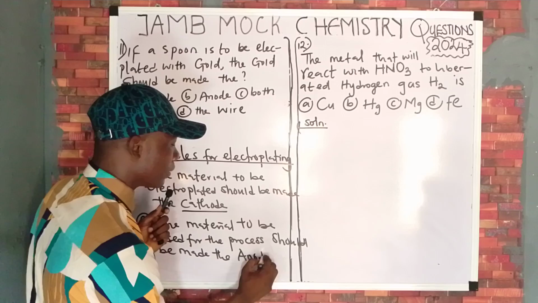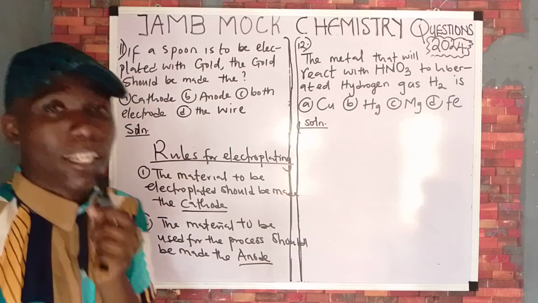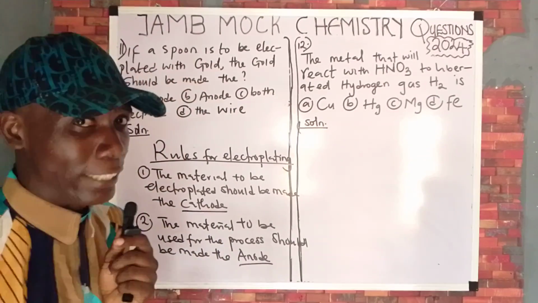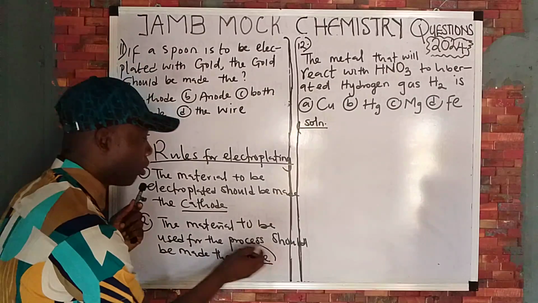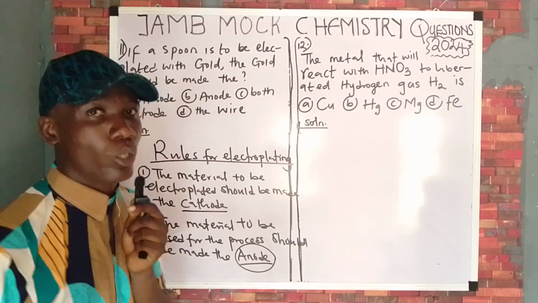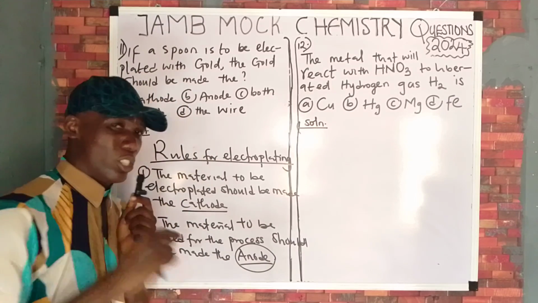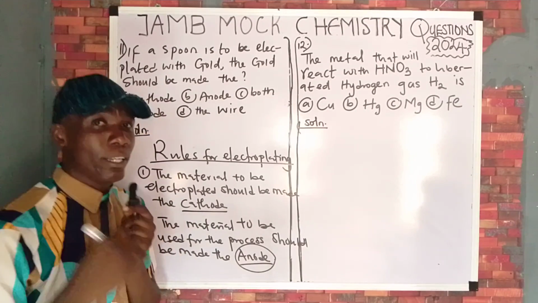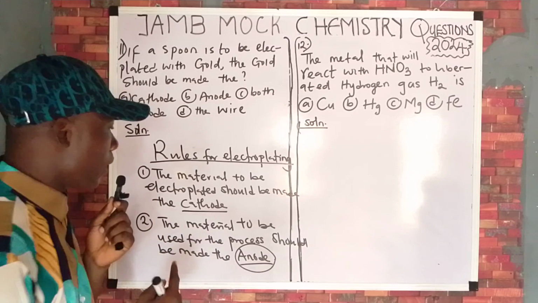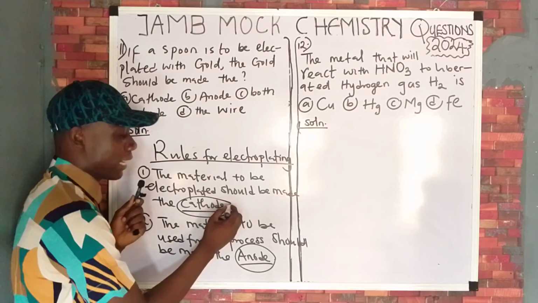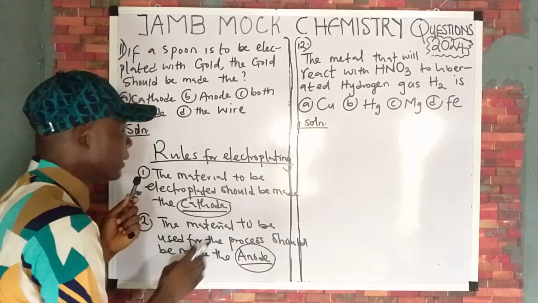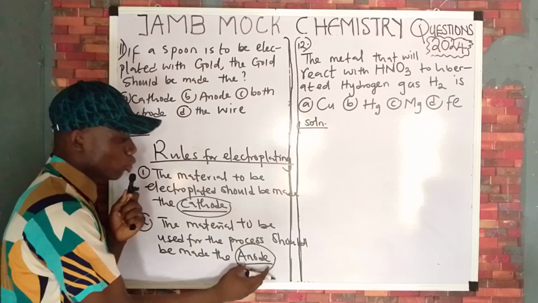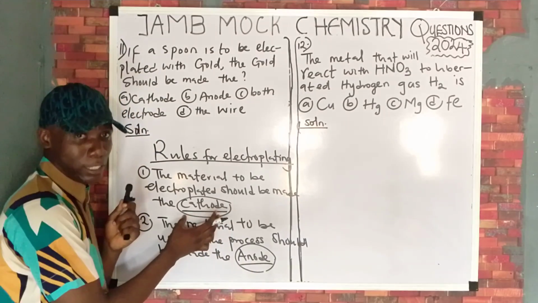I want you to know, don't forget, that the anode is more reactive than the cathode. And because the anode is more reactive than the cathode, it is the anode that dissolves in the electrolyte first. And if the anode dissolves in the electrolyte, the metal that makes up the anode will migrate itself and become deposited at the cathode. So if I want to electroplate a material, what I'm using for the electroplating should be made the anode so that it can migrate to cover the material.